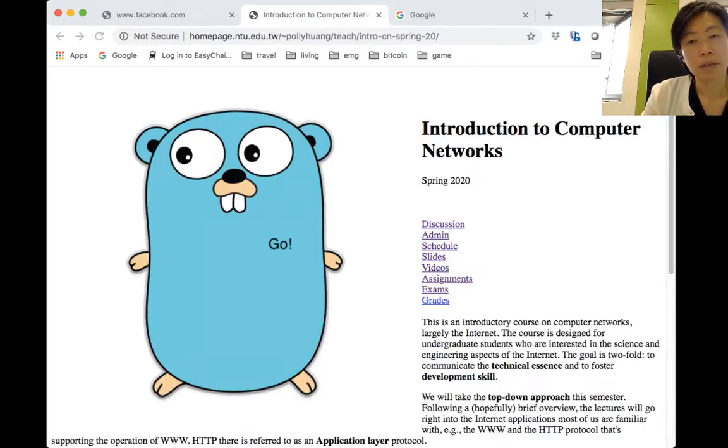Pay attention to the bandwidth, the capacity of the link, the access network's transmission rate, the bandwidth. And all the homes.